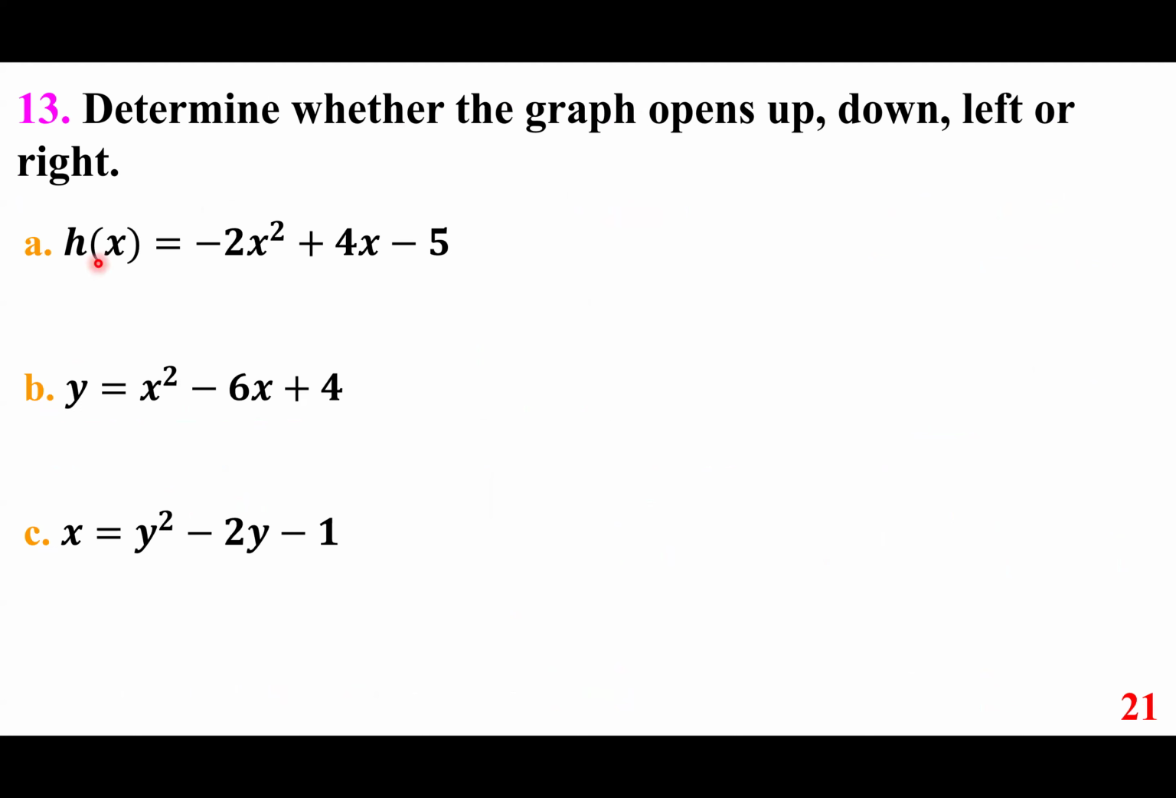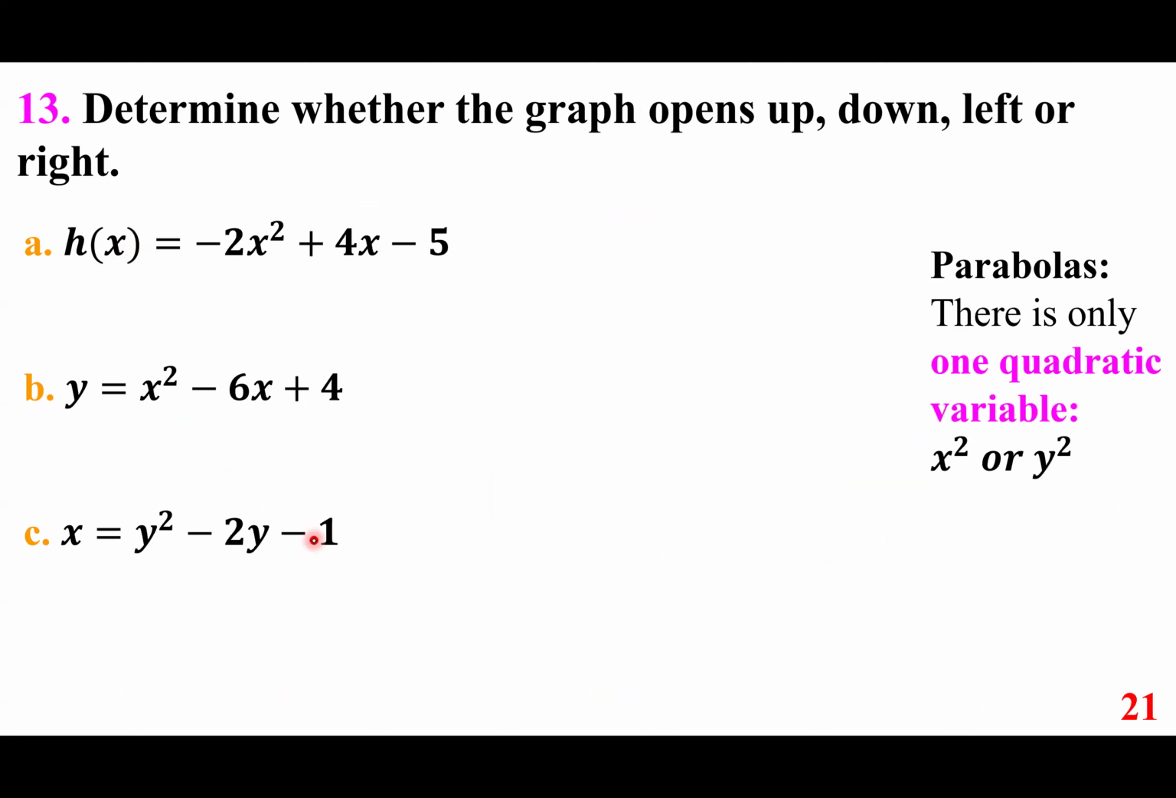Determine whether the graph opens up, down, left, or right, and these are the equations. So first and foremost, parabolas. There is only one quadratic variable. You have either x squared or y squared. That means if you look at this one, you have x squared. This is y. This one has x squared, this is y, this has y squared, this is x, and all of them are parabolas. So you have one of them, not both.